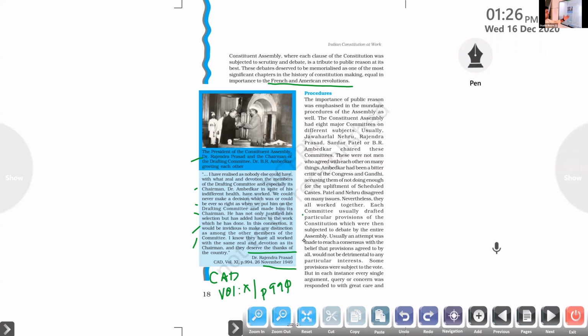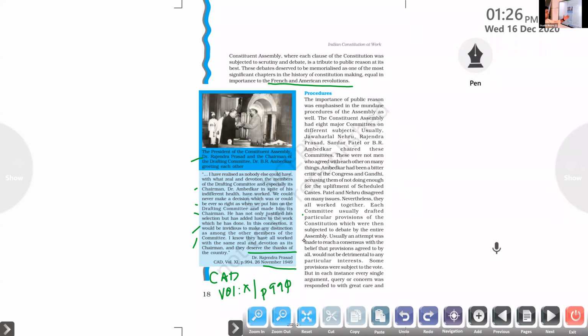Usually, an attempt was made to reach a consensus, with the belief that provisions agreed to by all would not be detrimental to any particular interest. Some provisions were subject to the vote. Okay, so it is not mandatory to accept all the provisions made by these different constitution committees. Sometimes the provisions will be subject to vote. The members can vote and select, and with the majority, they can choose the provisions.